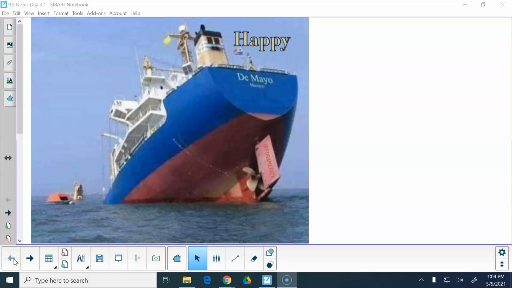Happy Cinco de Mayo today. Okay? Get it? See the ship's sinking? The ship's name is de Mayo. Cinco de Mayo. Good time. It's a good dad joke in visual form.